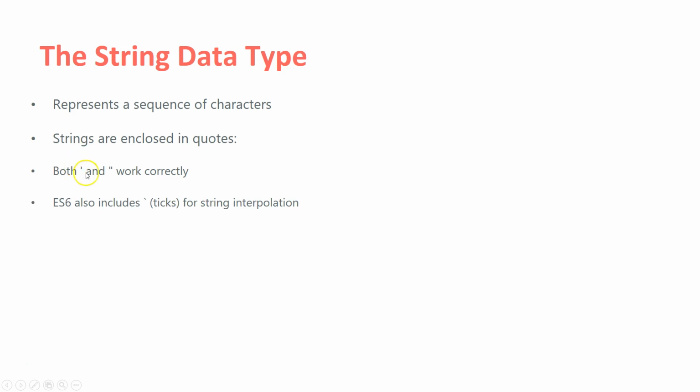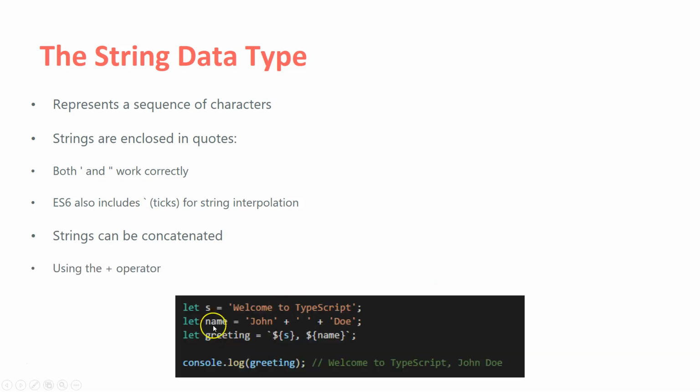ECMAScript 6 also includes backticks for string interpolation. Strings can also be concatenated using the plus operator. And here's an example. I have let s, which is equal to 'Welcome to TypeScript', and this will be of data type string. Then I can have let name equals 'John', and here I'm making string concatenation: name plus an empty space plus the surname.